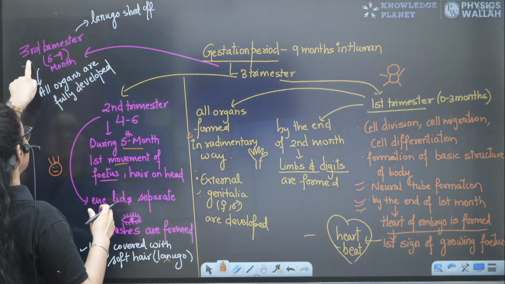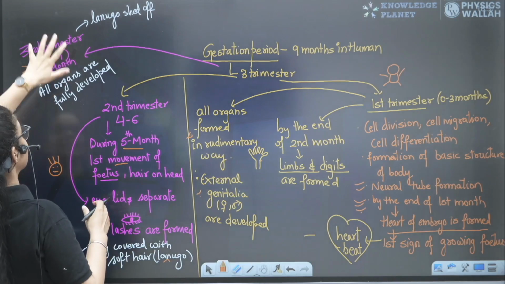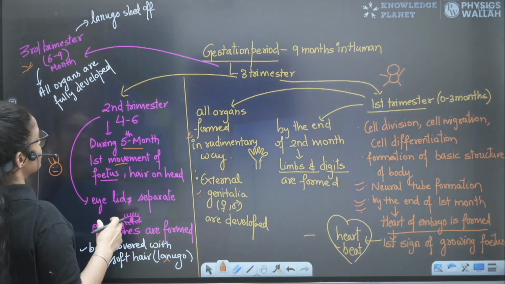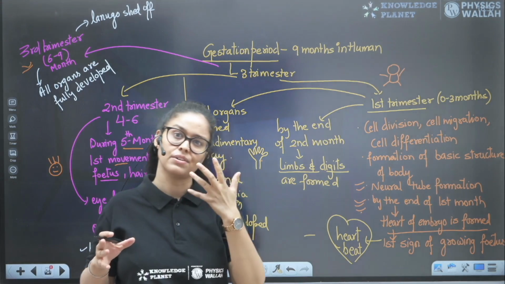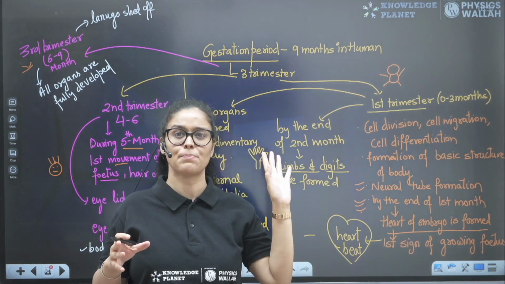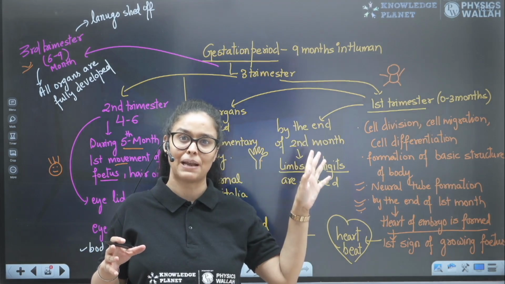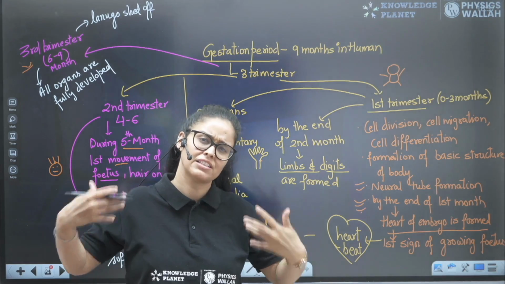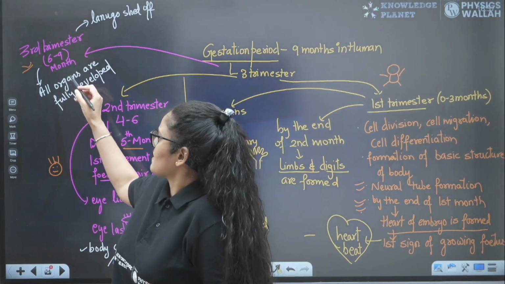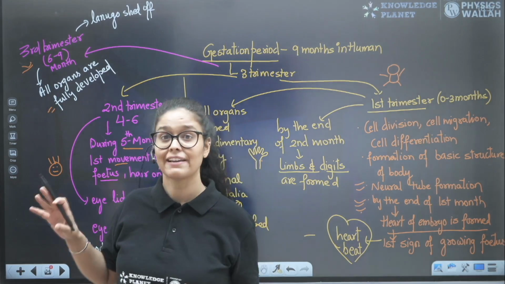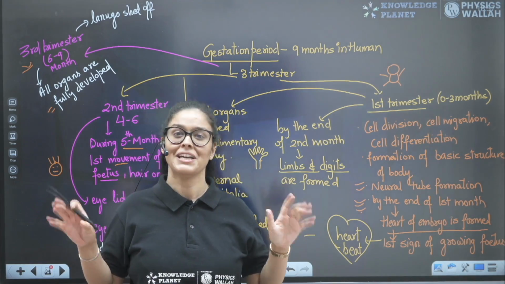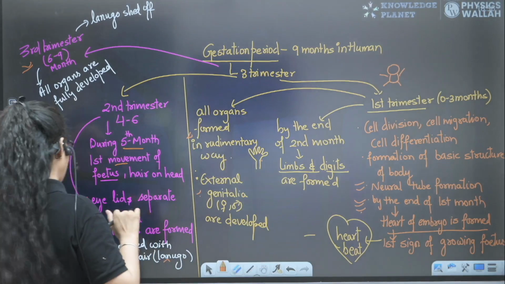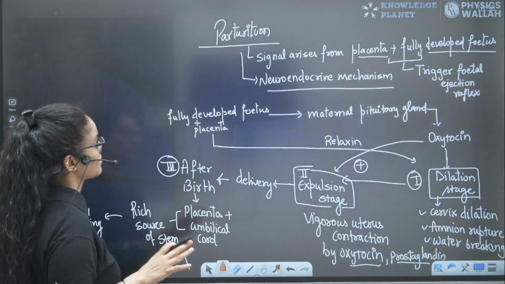And in the third trimester, that is 6 to 9 months, their lanugo will shed off because they don't require hair now. That is our ancestral property, meaning earlier other primates used to have huge hair, but we don't need it. So these are not required. They will start shedding off in the fetus only, and all the organs are fully developed and it's ready for delivery now. So what we have to do, we have to study the parturition, delivery.